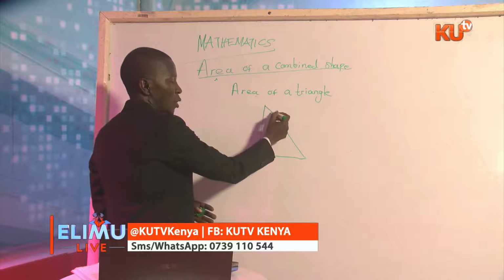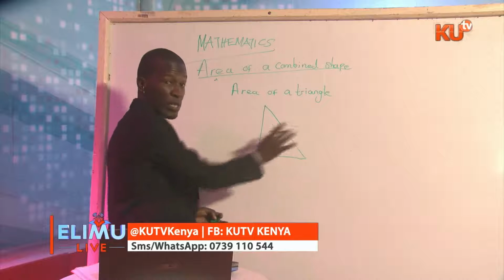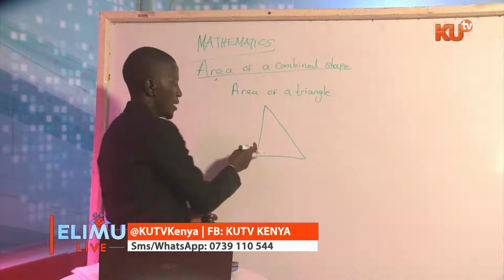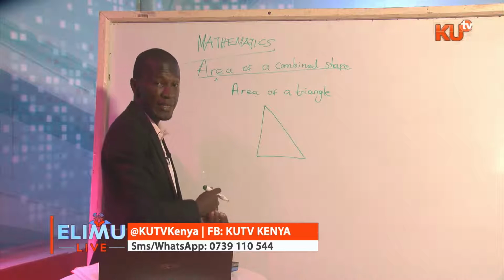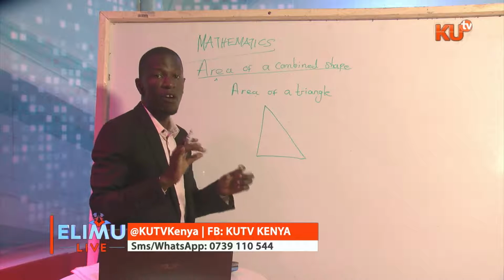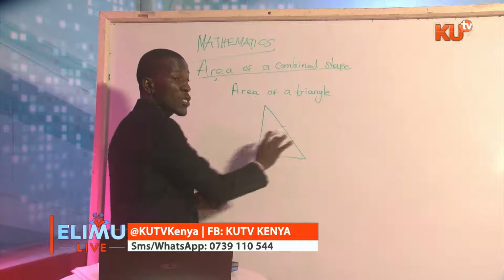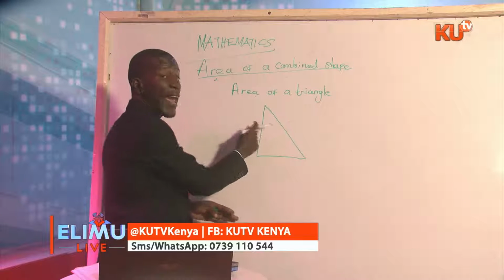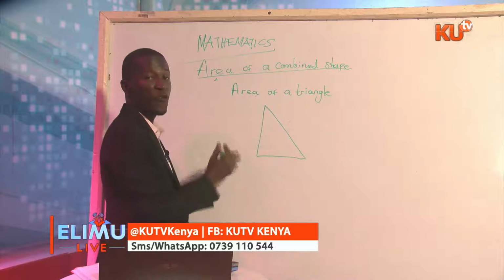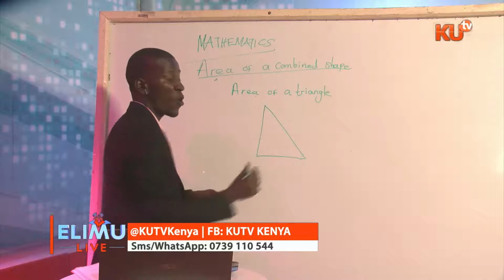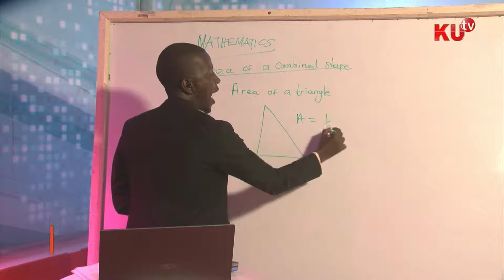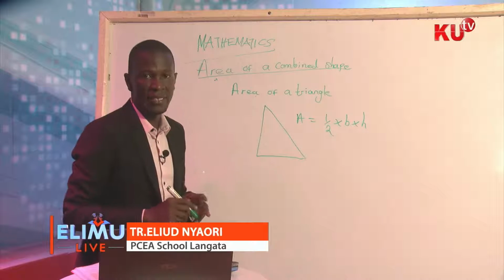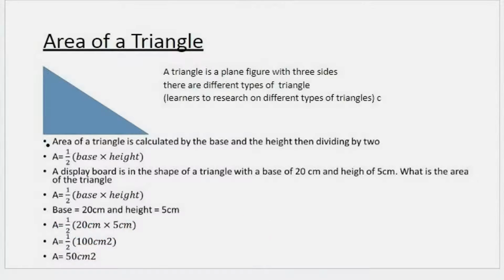So this side, which is the longest side, we call it hypotenuse. This side down here, we call it base. This line here, we call it height. So when you're looking at the area of a triangle, we don't use any measurement of the hypotenuse. We use height and base. And the formula of finding the area of a triangle is equal to a half times base times height. That is the formula which we are using.